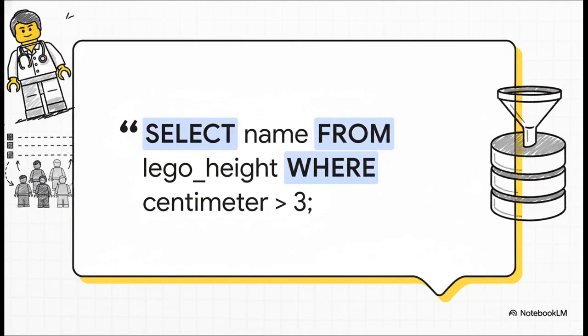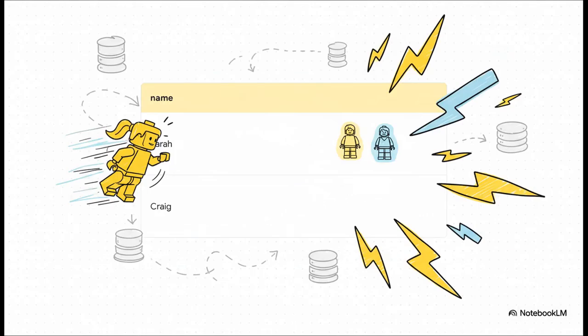All right, let's build on that a little. Now a Lego doctor comes along and needs something a bit more specific. She needs a list of all citizens who are taller than 3 centimeters. The request is almost identical, but with one extra little piece. Select name from the Lego height table where the centimeter value is greater than 3. That little where part, that's the magic sauce. That's how you filter everything down to exactly what you need. And just like that, Sally zips into the warehouse and comes back with just 2 names, Sarah and Craig. Why? Because they're the only 2 Lego people who met the doctor's specific criteria. See how that works? It's precise, it's super fast, and it is incredibly powerful.